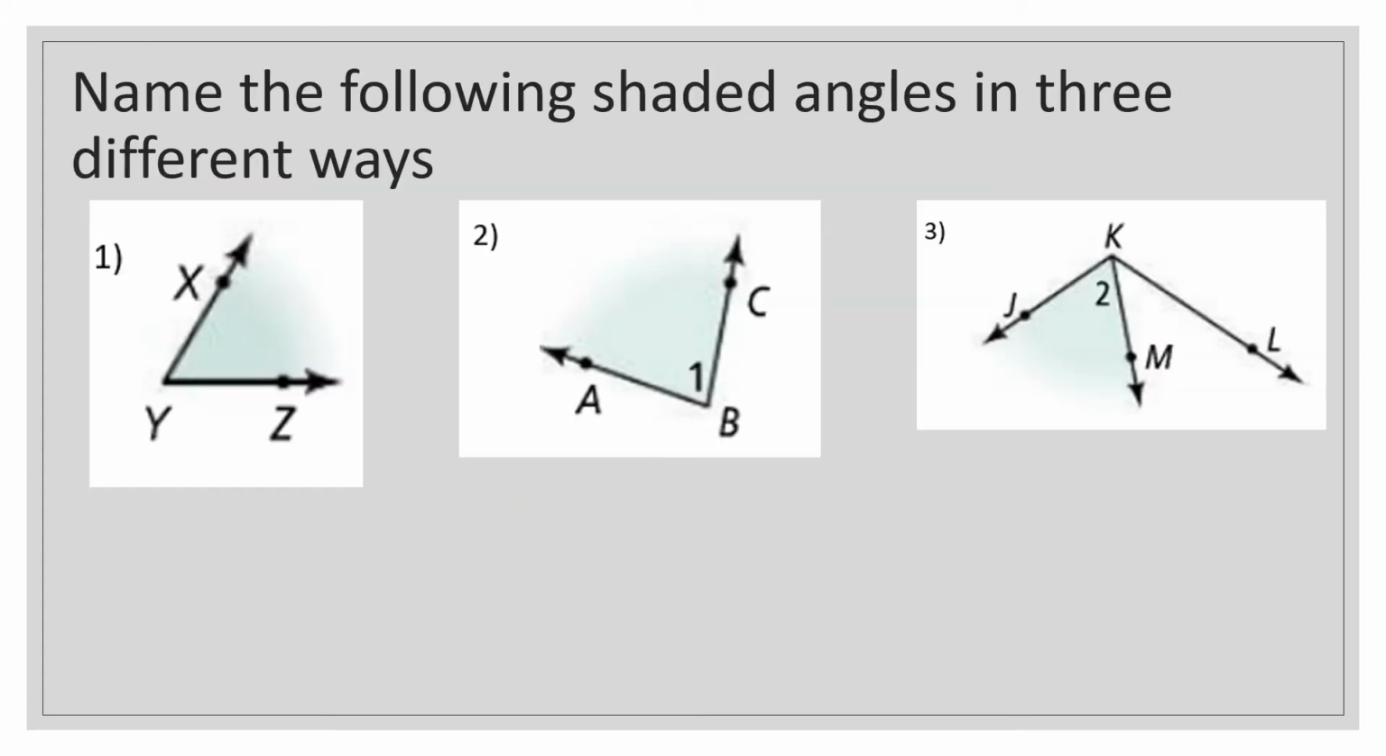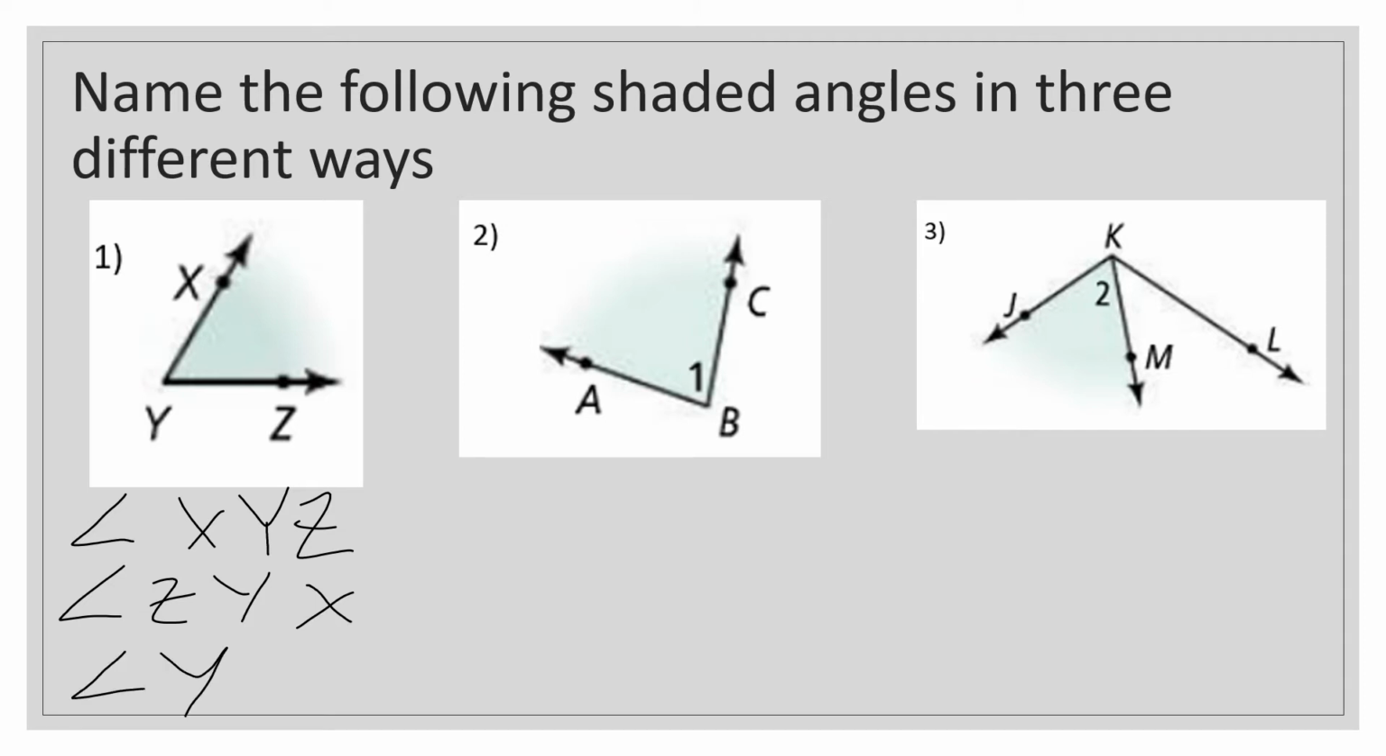Name the following shaded angles in 3 different ways. So I'm just going to name all of the ways possible. You guys can pause it here and try it. So for the first one, we have angle XYZ. We could also have angle ZYX. We could also have angle Y. There is no number here, so we can't use a number to name it.